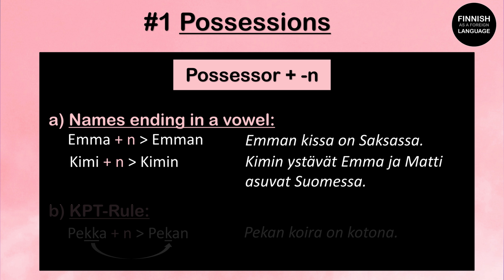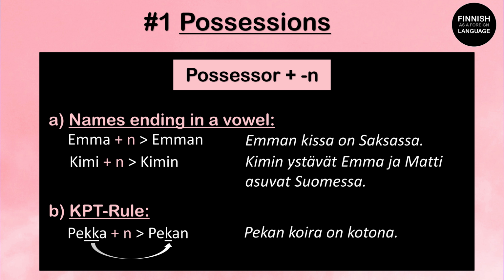Emma ja Matti are the names of the two friends, and asuvat is the third person plural of the verb asua, which means to live, and Suomessa means in Finland. So let's repeat. Kimin ystävät Emma ja Matti asuvat Suomessa. Kimi's friends Emma and Matti live in Finland.